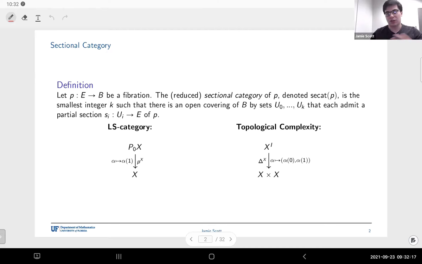The usual definition for LS category is that the inclusion maps of the cover are null homotopic, and that's the same as having a section of this based path space fibration. And then we have topological complexity, where we take the full path space fibration, which goes to the product space X cross X, and basically you just map paths to their endpoints. The sections of this have a special name. They're called motion planners. And if you have a collection of such sections, we call this a motion planning algorithm.